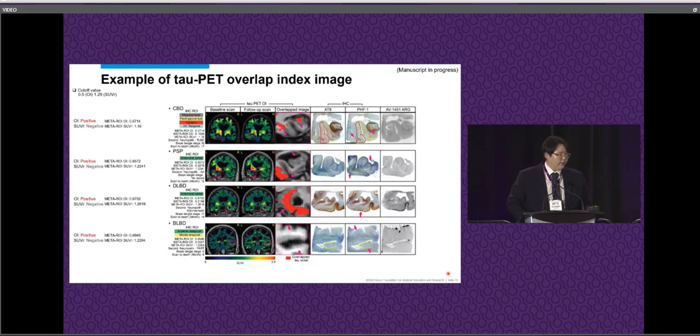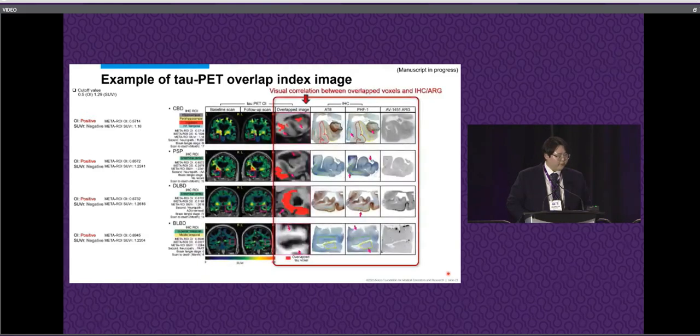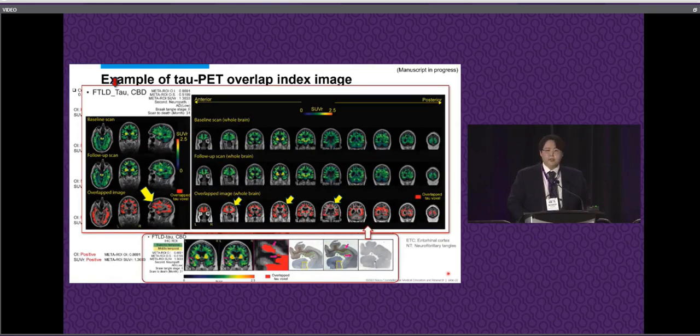Also, I brought different pathological diagnosis examples. These cases are all OI-positive only cases. As you can see, overlapped tau voxels were detected corresponding to the IHC and ARG results visually. One interesting thing is that OI can capture tau signal of 4R tauopathy individuals in some white matter areas, as corresponding to the yellow arrow.